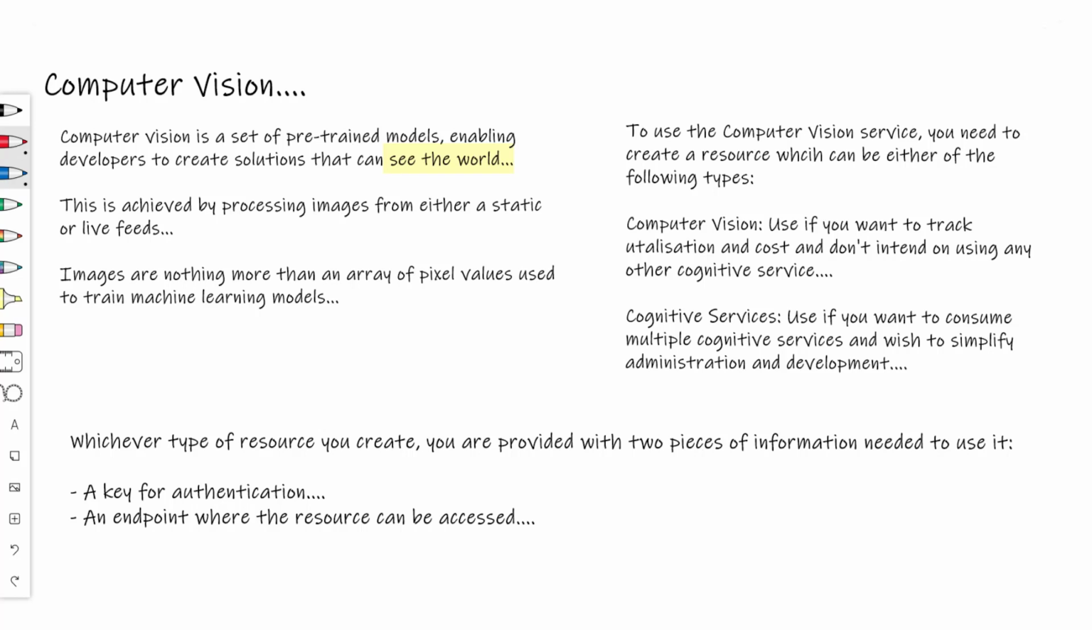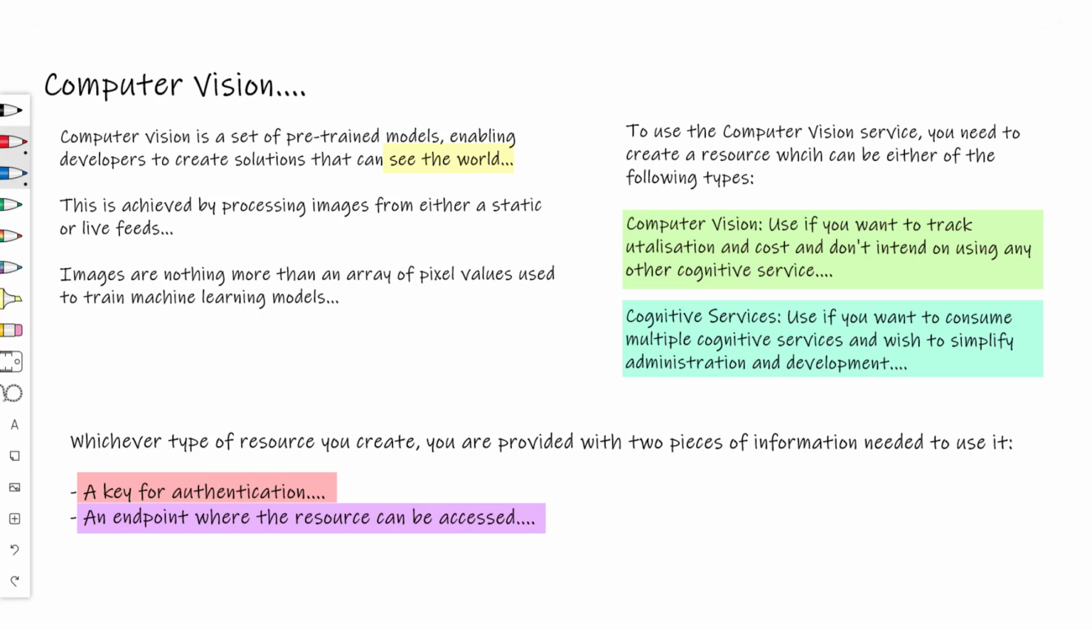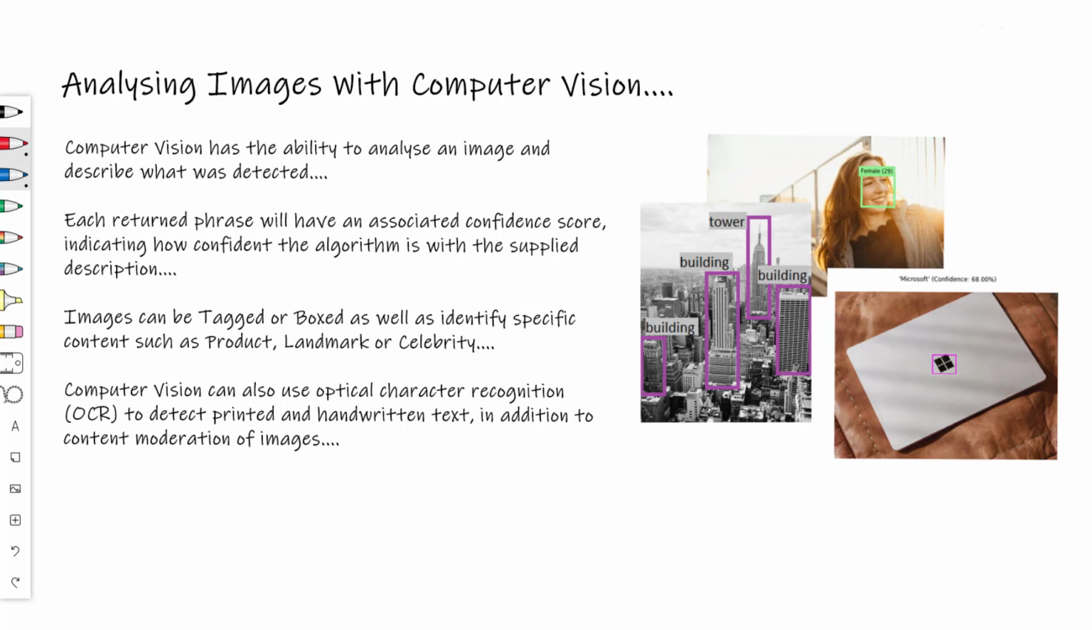To use computer vision, we have to create the necessary resources in Azure, and this could be one of two types. We can create a computer vision service, which is focused on just one solution, or we can create a cognitive services solution, a more general resource that includes many other services. As a rule of thumb, if you plan to use multiple cognitive services and want to simplify administration and development, cognitive services is a great choice. Regardless of which one you choose, two pieces of information are critical. This is the endpoint and the authentication key. Let's now take a deeper look at the service.